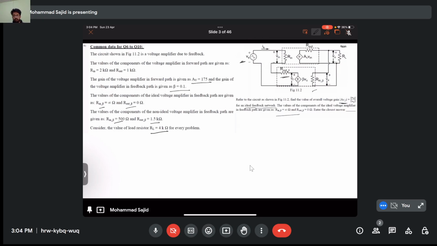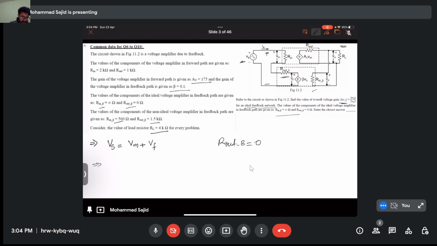How can we do this question? By following simple steps. Just look here. At input, Vs is Vin plus Vf, right? Because R out B is equivalent to 0, so my Vs is from this node to this node, that is equivalent to Vin plus Vf.